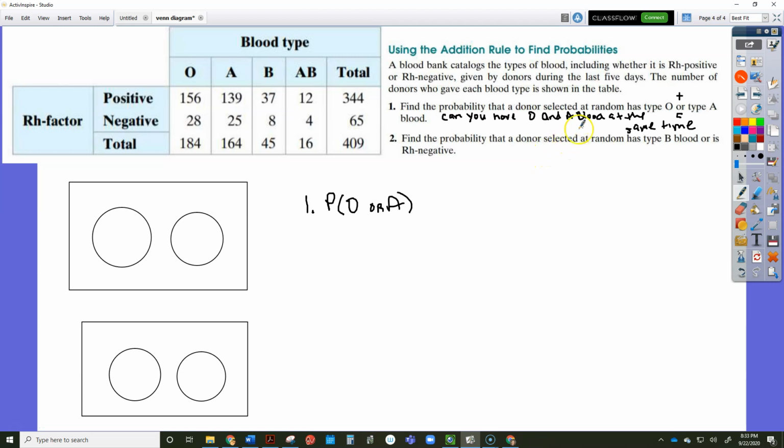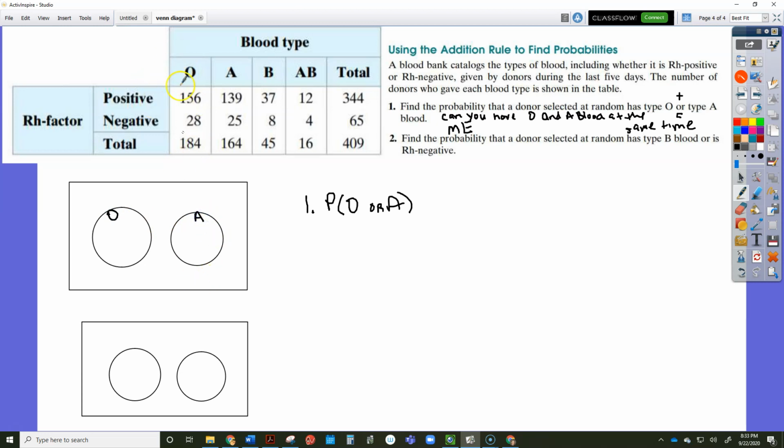You cannot have both types of blood unless it is just some sort of crazy phenomenon, like maybe you got a bone marrow transfer or something and it changed your blood type. I'm just saying that under normal conditions, no, you do not have type O blood and type A blood. You're one or the other. So since the answer is no, these are mutually exclusive. So in other words, this would be type O blood over here. This would be type A blood.